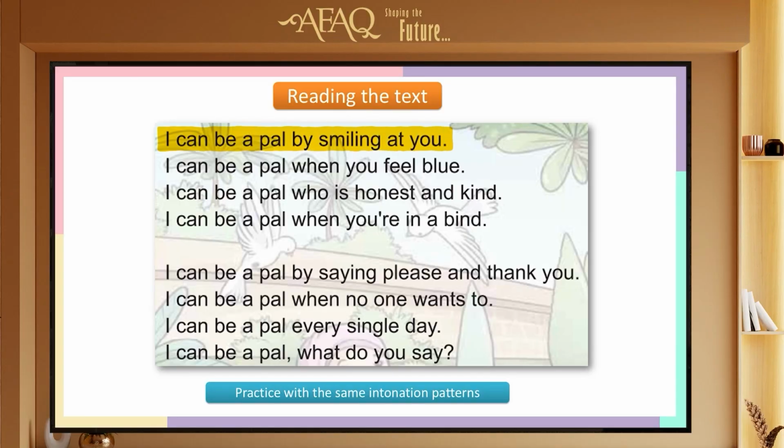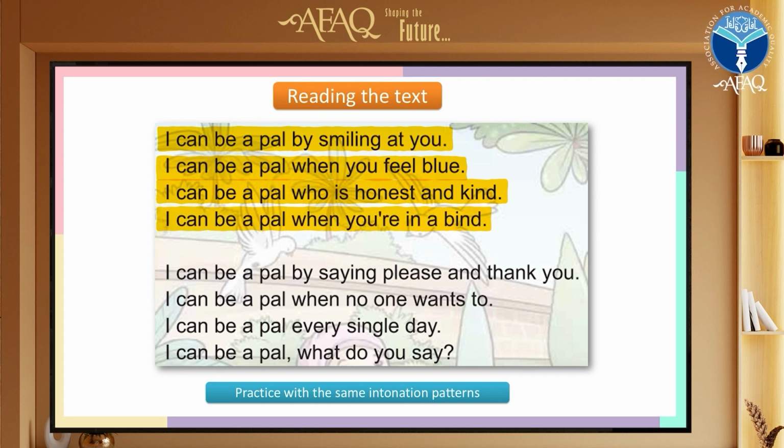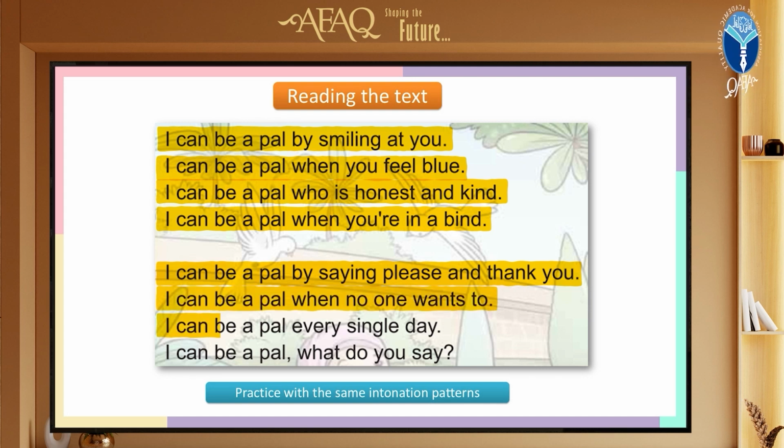I can be a pal by smiling at you. I can be a pal when you feel blue. I can be a pal who is honest and kind. I can be a pal when you are in a bind. I can be a pal by saying please and thank you. I can be a pal when no one wants to. I can be a pal every single day. I can be a pal, what do you say?